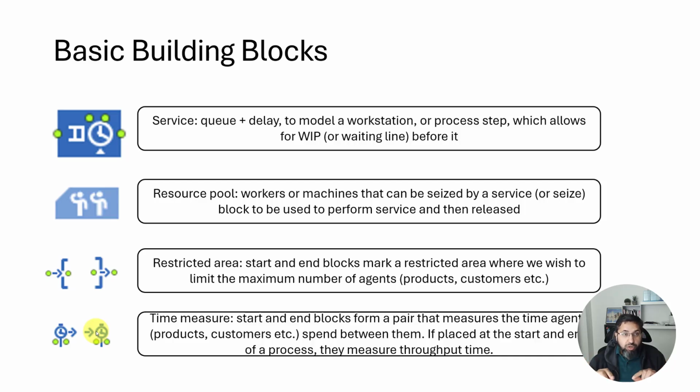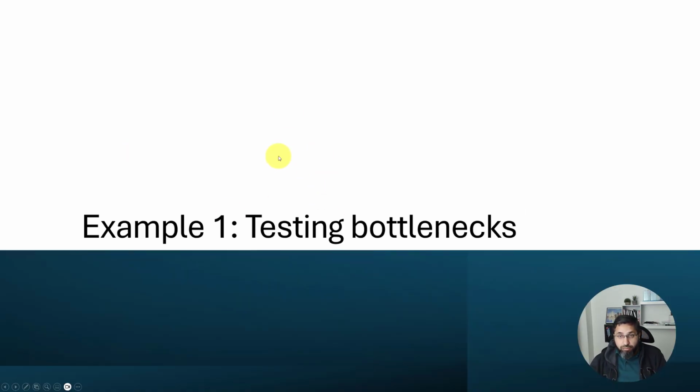So let's say you want to measure throughput time. How long does a customer spend in your process? You put a time measure start block at the beginning, right after the source block, and then you put a time measure end at the end just before the sink block, and that'll measure the time the agents spend in your process, which is the throughput time, how long a customer spends in your process. Okay, so let's build an actual simulation model, and you'll see how easy it is and how cool it is.